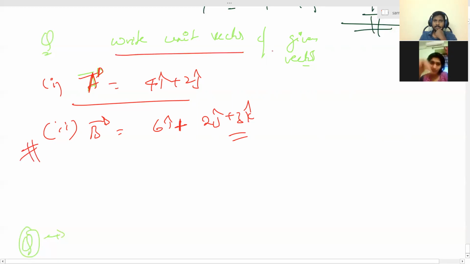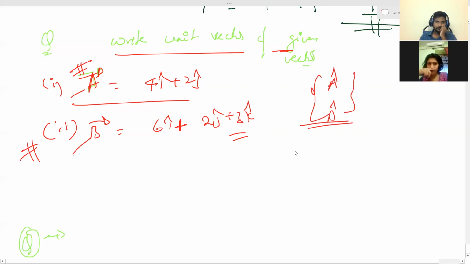Find the unit vector. This vector is given. You have to find the unit vector for A vector and B vector. That means A cap, B cap. I told you how to get them. Just think about it and try to solve. First, if you try solving, then I'll explain. You will be able to remember it better, isn't it?